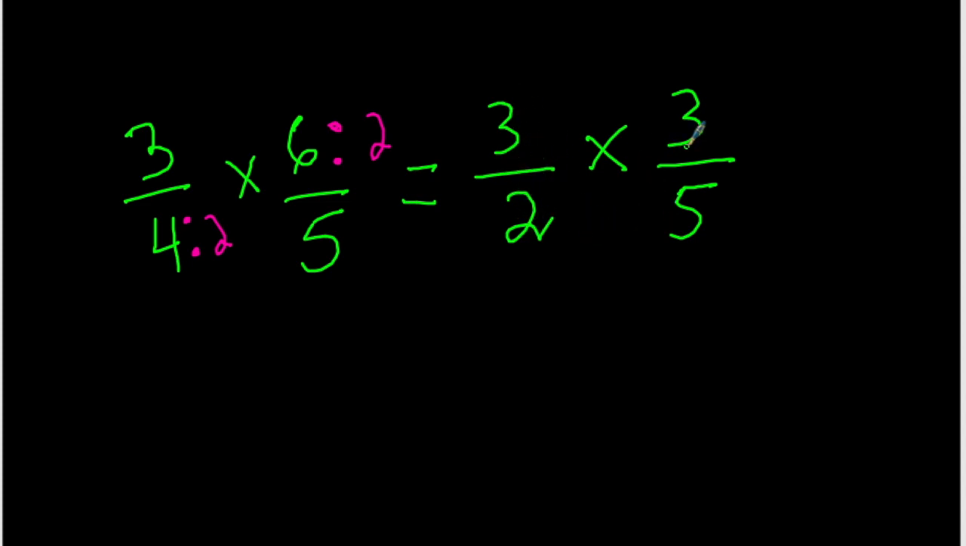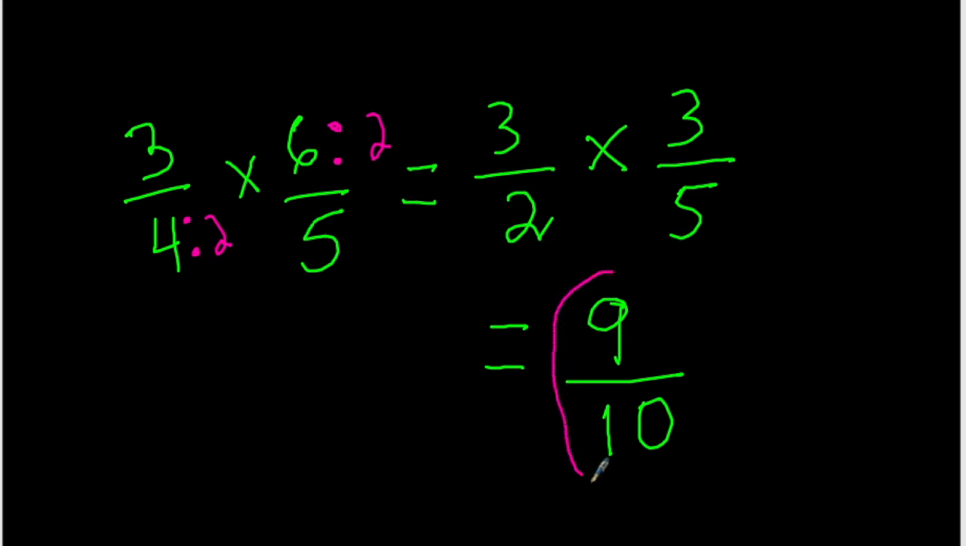So now we're just going to multiply across. 3 times 3 is 9. 2 times 5 is 10. And since we already simplified the fraction before we solved it, this is the simplest form.